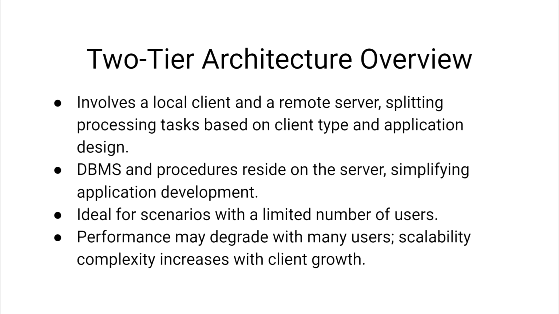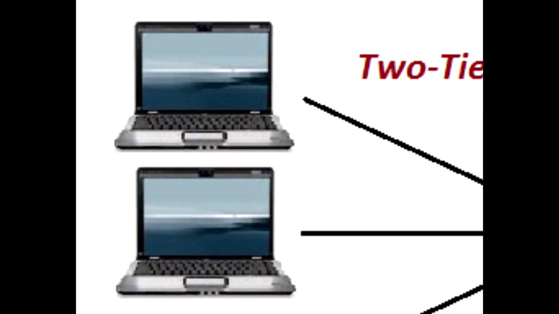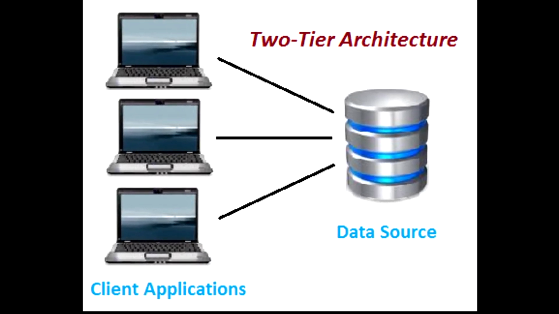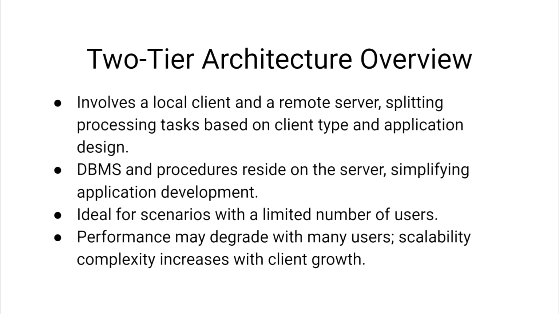Two-tier architecture overview. It involves a local client and a remote server, splitting processing tasks based on client type and application design. Database management system and procedures reside on the server, simplifying application development. It is ideal for scenarios with a limited number of users. Performance may degrade with many users. Scalability, complexity increases with the client growth.